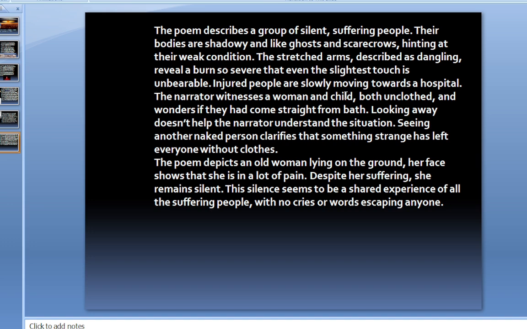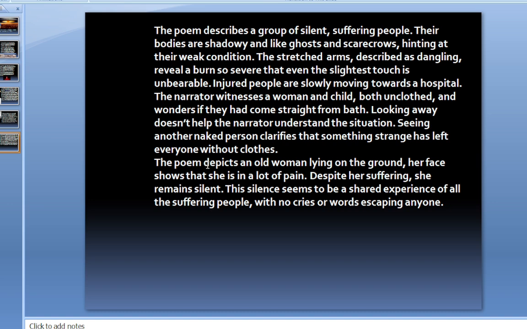Injured people are slowly moving towards a hospital. The narrator witnesses a woman and child both unclothed and wonders if they had come straight from a bath. Looking away does not help the narrator understand the situation. Seeing another naked person clarifies that something strange has left everyone without clothes.